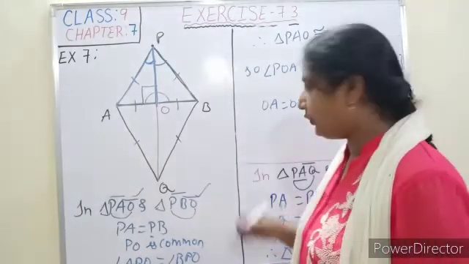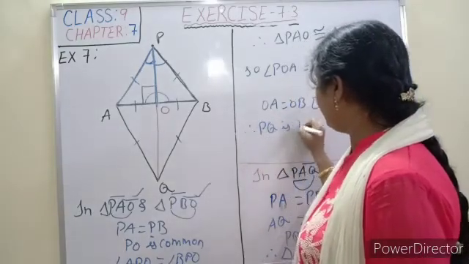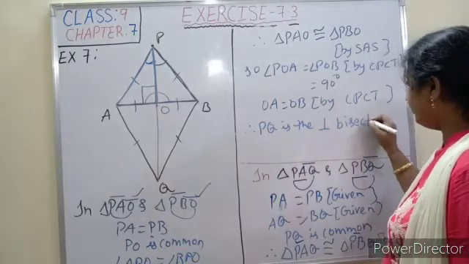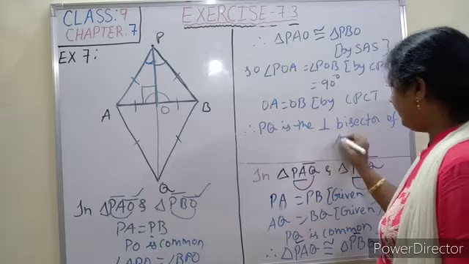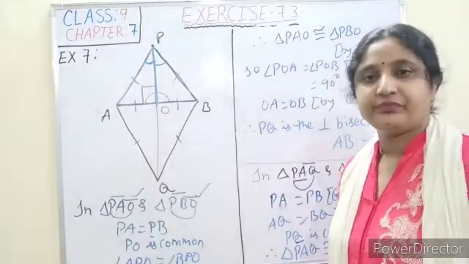Okay children. Now you can tell, therefore, PQ is the perpendicular bisector of the AB line segment. Okay children.